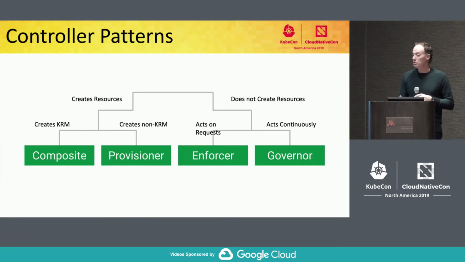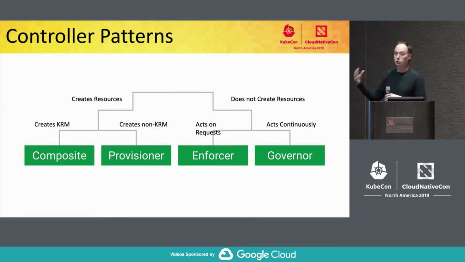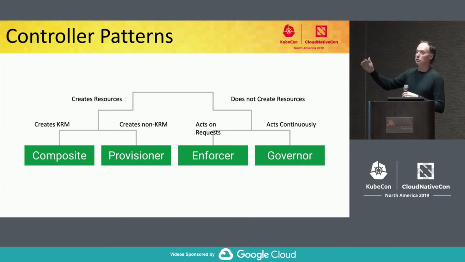So I'm going to talk about two different groups of patterns. The first one that I like to promote the idea of is a controller pattern. And this is less about what the schema is. This is about what the controller does. And so the first bifurcation I make is between controllers that create some kind of resource and controllers that don't create resources, but maybe they do something to resources.